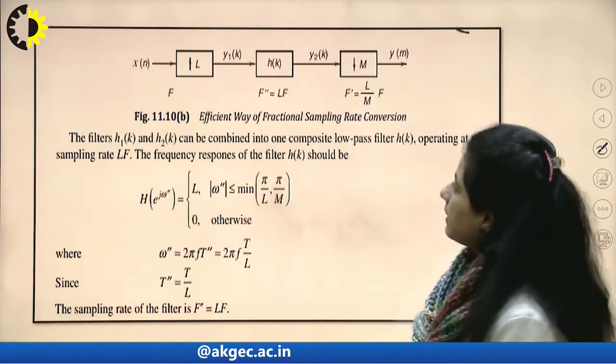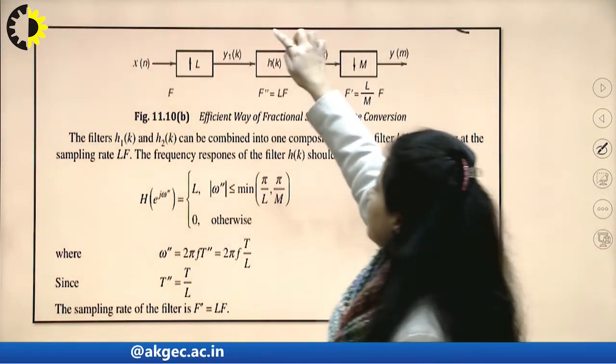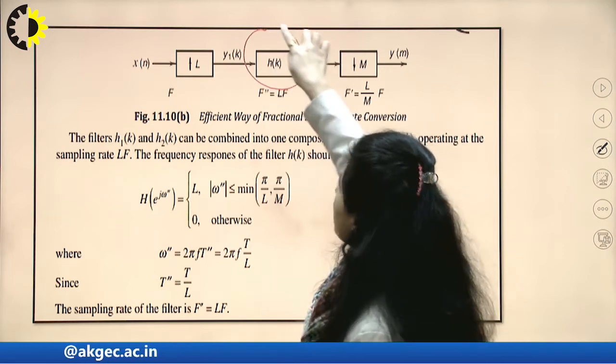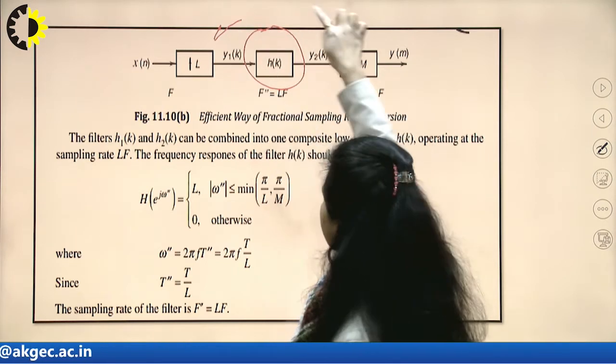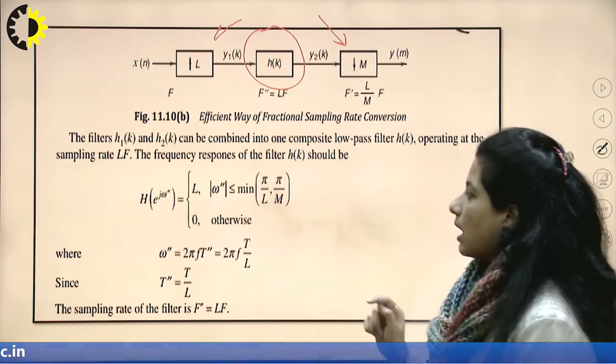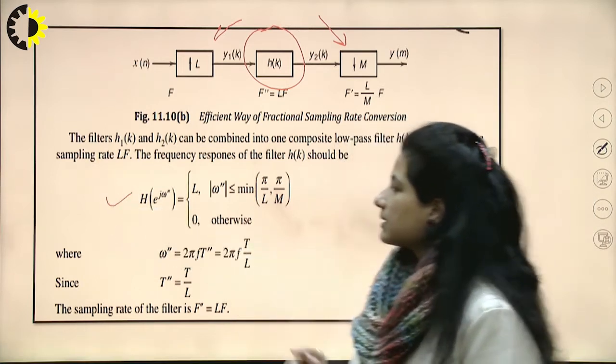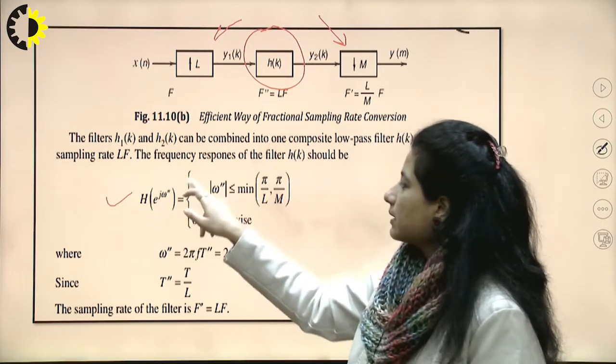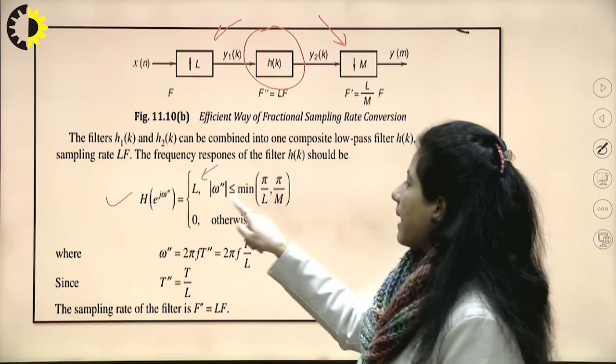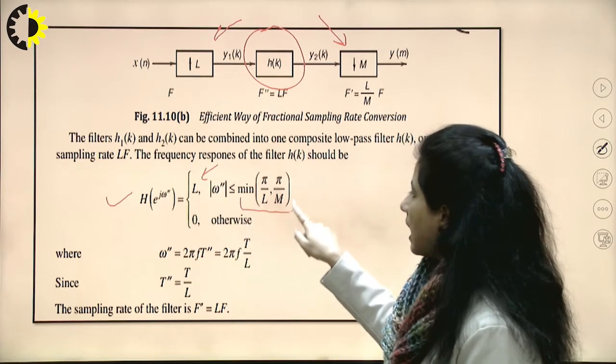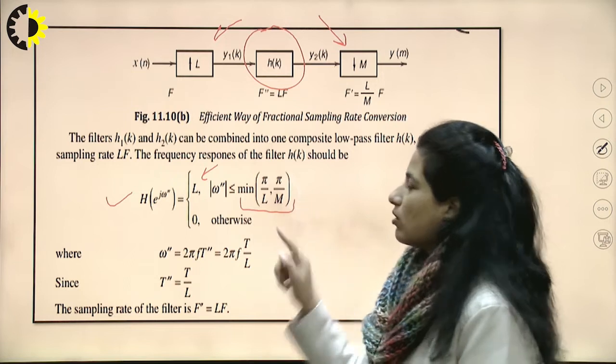either I can design them as independent filters, or I can design a common filter which is fulfilling the requirement of both the processes. So this filter can have a characteristic like this: it would give me a gain of L in a band of frequency which is the minimum of pi by L or pi by M.